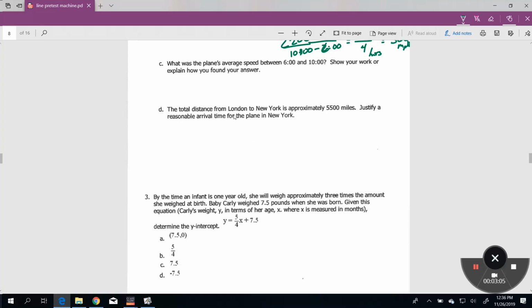So the total distance from London to New York is approximately 5,500 miles. Justify a reasonable arrival time for the plane in New York. So it takes, according to what we just found, 500 miles per hour. So if I divide this by 500, I get that it's 11 hours, because how many 500s will go into there? 11. And each 500 is 1 hour.